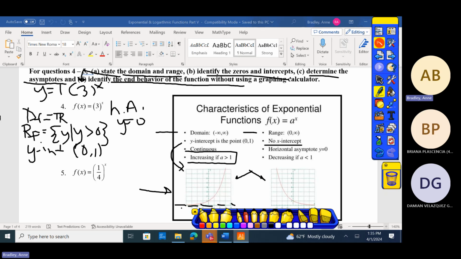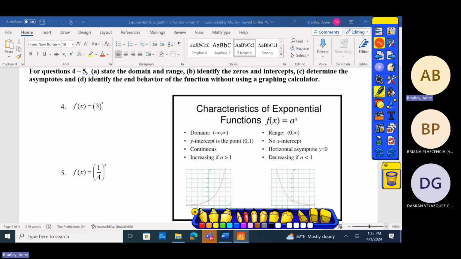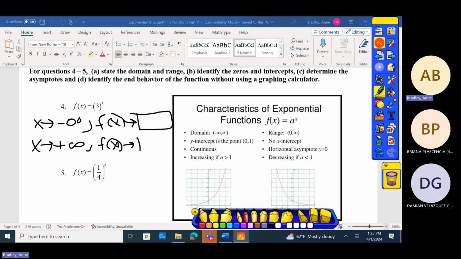Okay, and now let's talk about the end behavior. So I'm going to erase this just so I have a little more space to do this. But for the end behavior, I'm going to start off here by saying as x goes to negative infinity, we're going to describe what happens to the y. And as x goes to positive infinity, we're going to describe what happens to y or f of x. So we're going to fill in this box.